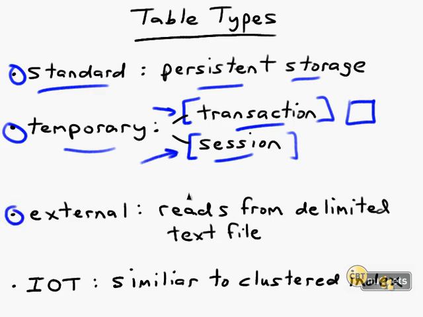The third table type is called the external table. And again, to give a shout out to my CBT Nuggets training course on OCA DBA1, we talk about and work with and demo external tables pretty heavily there.